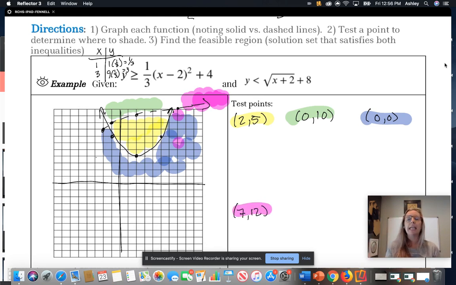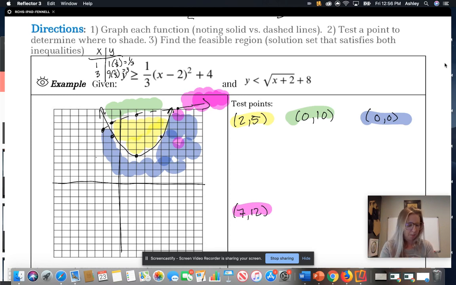Okay, so what that means is we're looking for the area that is going to give us true solutions to both of these inequalities. So we're going to test them. If we get a true answer, so if it makes one of them true, we're not done. We have to test it for both of them. However, if we get a false statement out of either one, then we don't have to test the other one, because it's false for one, so it's not going to be my feasible region.